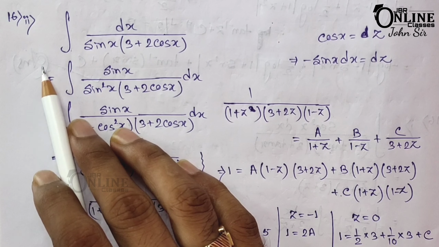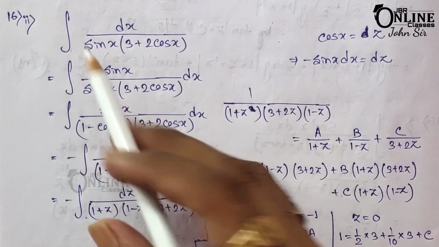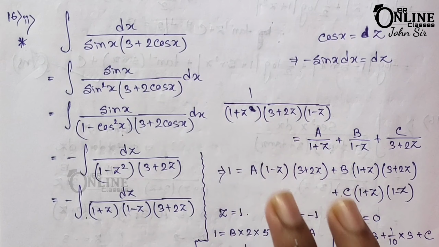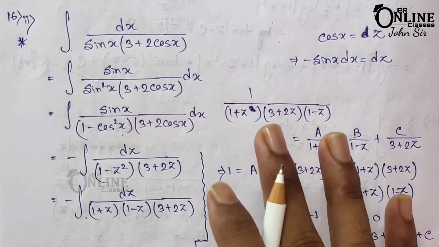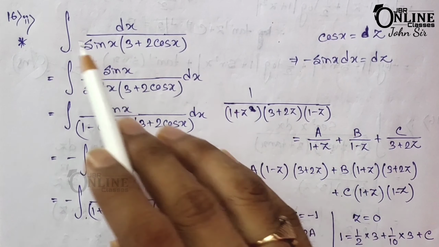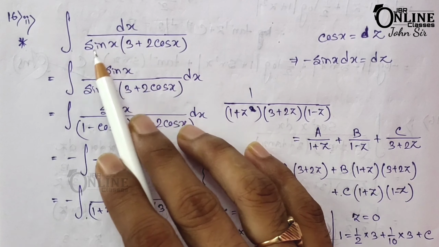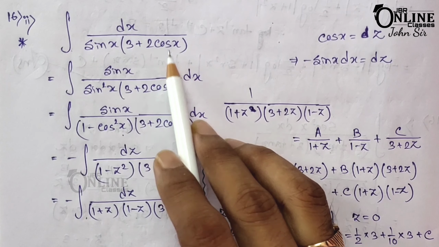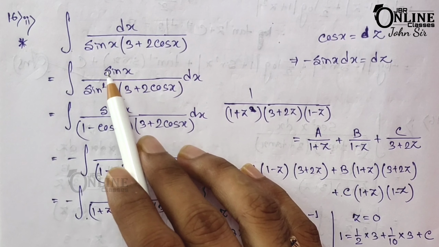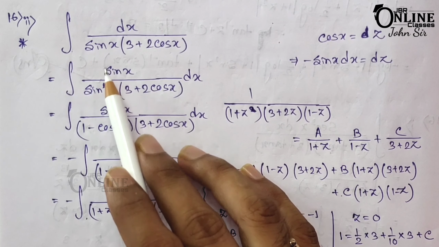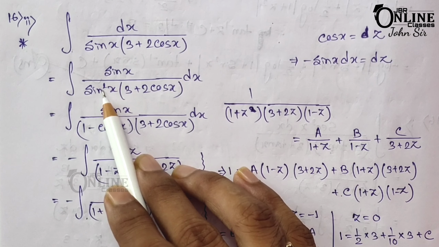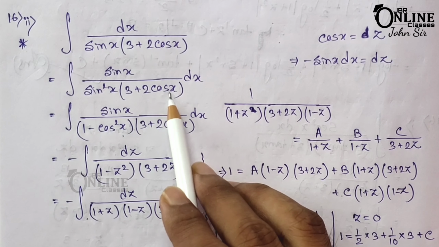Now sum number 16.2. Sum number 16.2 is a little bit different type of problem and it's a very important problem. It's also a lengthy problem, so please observe it very carefully. Here integration dx by sin x into (3 plus 2 cos x). Clear? First, if you multiply sin x in numerator and denominator both, then you will get sin x by sin square x (3 plus 2 cos x).